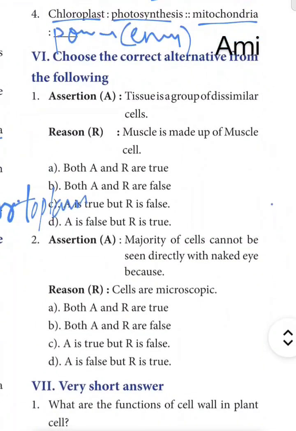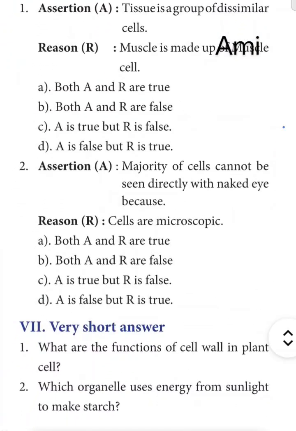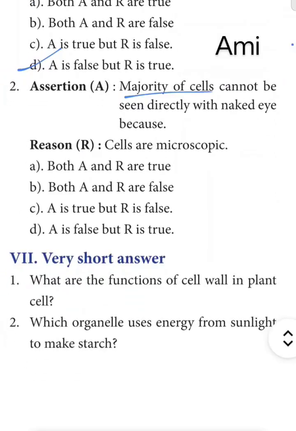Now assertion and reasoning. Tissue is a group of dissimilar cells. Muscle is made up of muscle cells. Okay, what will be the answer? A is false but R is true, right? Majority of cells cannot be seen with the naked eye because cells are microscopic. So both A and R are true.